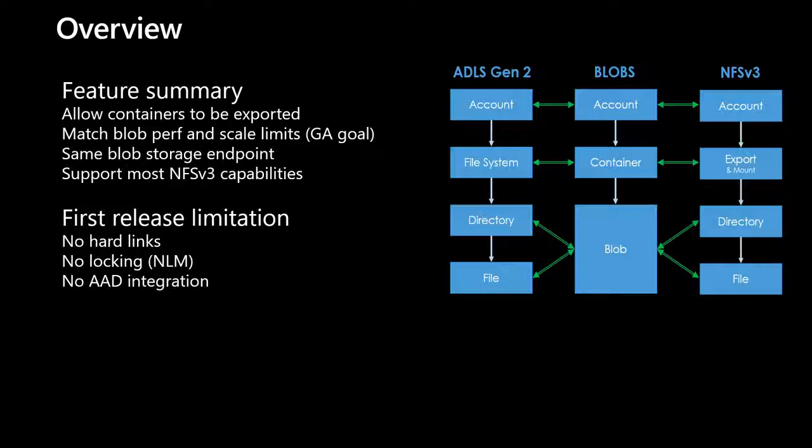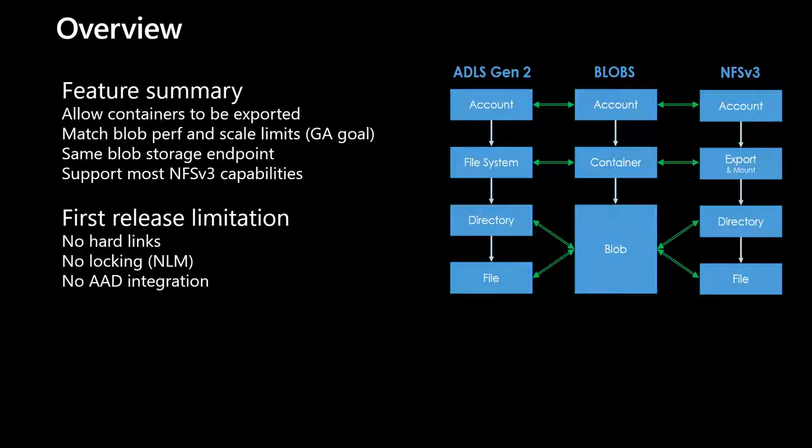The next tier, on the ADLS side, is called a file system, because that's the language Hadoop tends to use. On the Blob side, we call it a container, and then NFS v3 calls that an export that you actually mount. And then beneath that, you get the directory and the file, which is what you'd expect.